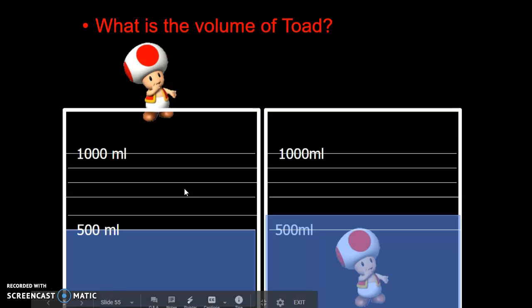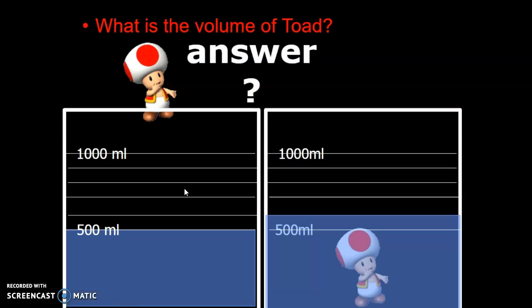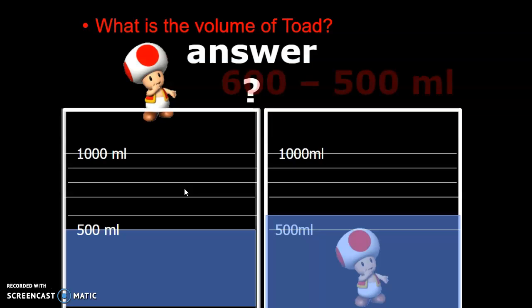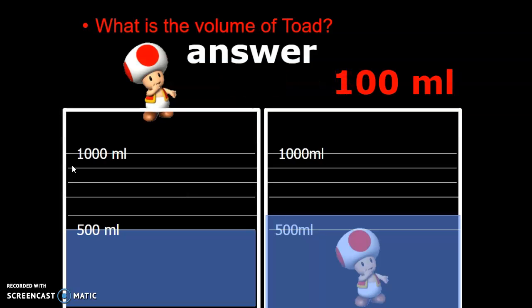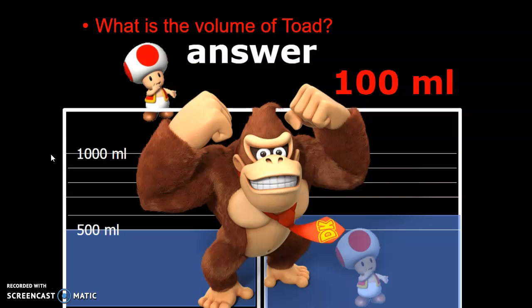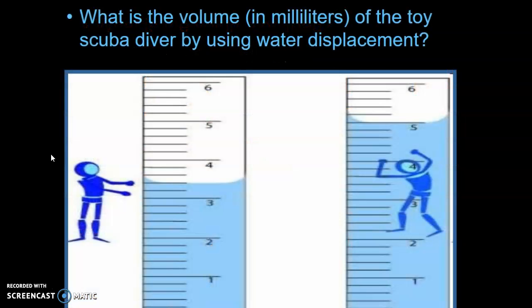So let's go ahead and figure that out. Go ahead and record your answer now. You should have done 600 minus 500 milliliters, and your answer would have been 100 milliliters. His volume is less than that of our other friend. Woohoo! All right, so one more.